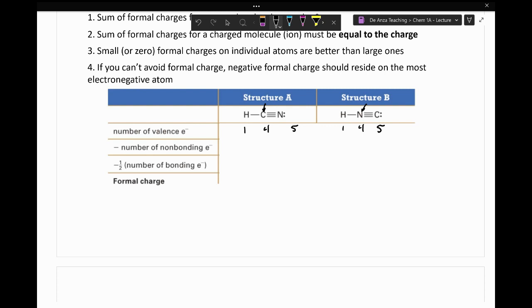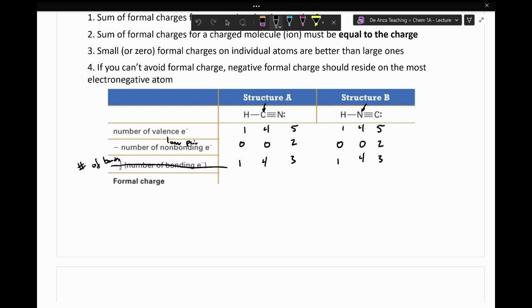And so we're going to subtract the number of non-bonding or lone pair electrons. Hydrogen has 0, carbon has 0, and nitrogen has 2 here. And then in our second structure, hydrogen has 0, nitrogen has 0, and carbon has 2. Then we're going to look at the number of bonds. Hydrogen is forming 1 bond, carbon is forming a single bond and then a triple bond, so that's 1 plus 3, so that's 4 bonds. Nitrogen is forming 3 bonds. When we go over to structure B, hydrogen is forming 1 bond, nitrogen is forming 4, carbon is forming 3.